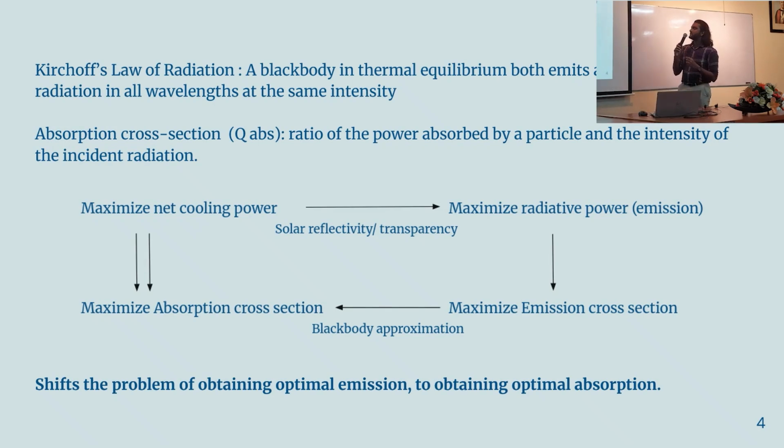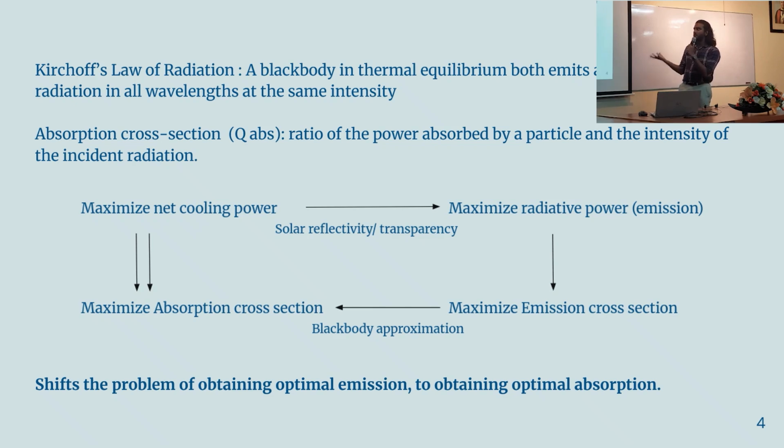So first let's discuss Kirchhoff's law of radiation. This is extremely important in my study. It states that a black body in thermal equilibrium both emits and absorbs all radiation with the same intensity. So here in my study, we approximate a real material as a perfect black body. We want to maximize the emission power. Because of that black body approximation, we try to maximize the absorption, because it's the same, it's a black body.